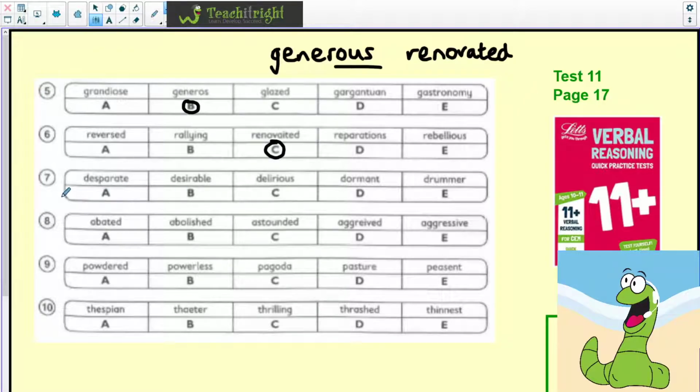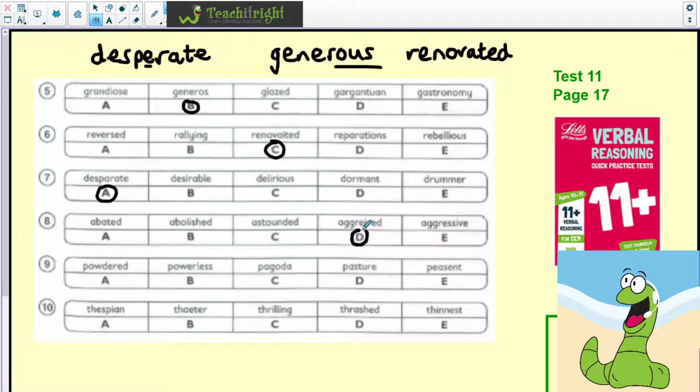Question 7, we've got desperate here. This is often spelt incorrectly. It's a bit like the word separate, I often think, in terms of it often being inaccurately spelt. So what have they done? Well, they've actually added in an A there. We needed an E. So well done if you spotted that one. That was a little bit of a sneaky one.